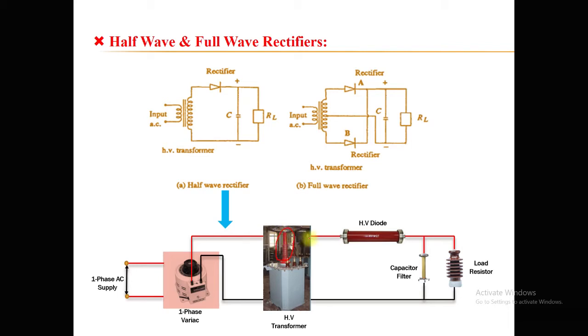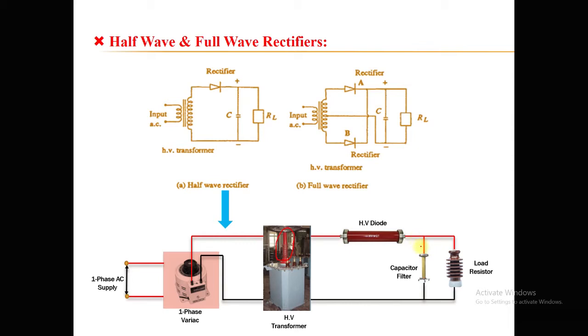This secondary terminal is connected with this high voltage diode. From the diode, at the output side, you find that the load is connected. The load resistor generally represents the insulation that you are going to connect for your investigation. And the capacitor filter, which is also a high voltage capacitor, is required to remove the ripples which are produced when there is a conversion of AC into DC.